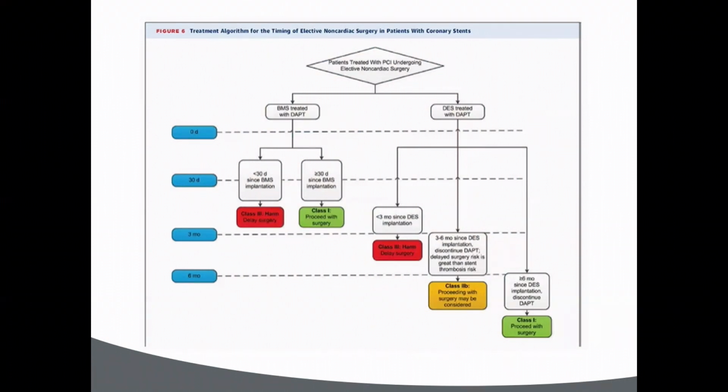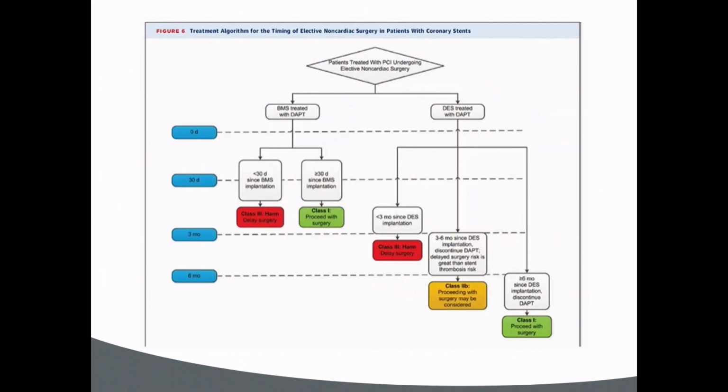So if the patient was treated with a bare metal stent, then remember, we want at least 1 month of dual platelet therapy. So if it's been at least a month or greater than 30 days, you can proceed with surgery. If it's under 1 month, it's actually considered to be a class 3 or harm indication. So bare metal stents, you want to still wait at least a month before you recommend that they can go ahead and proceed with surgery.